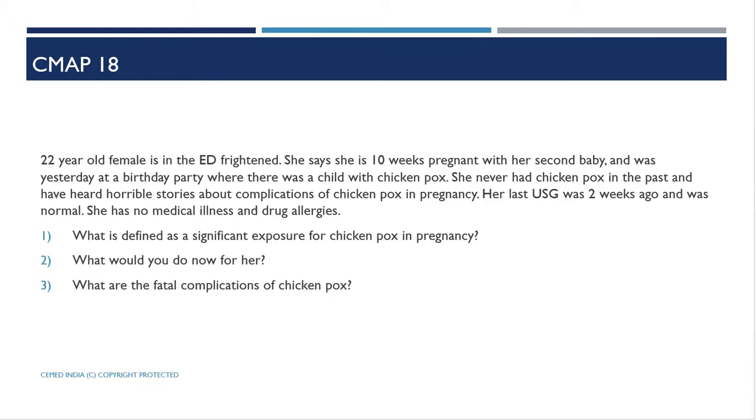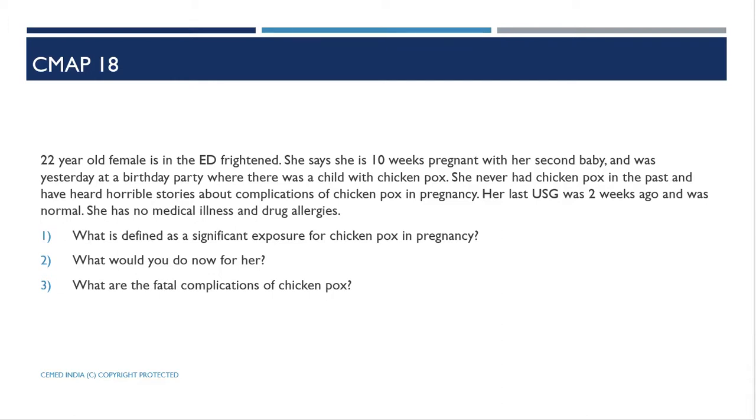And what would you do? Because she has been exposed and there is no history, I would do a varicella zoster titer and varicella zoster immunoglobulin. Administer the globulin because there is no history. So just give the immunoglobulin.